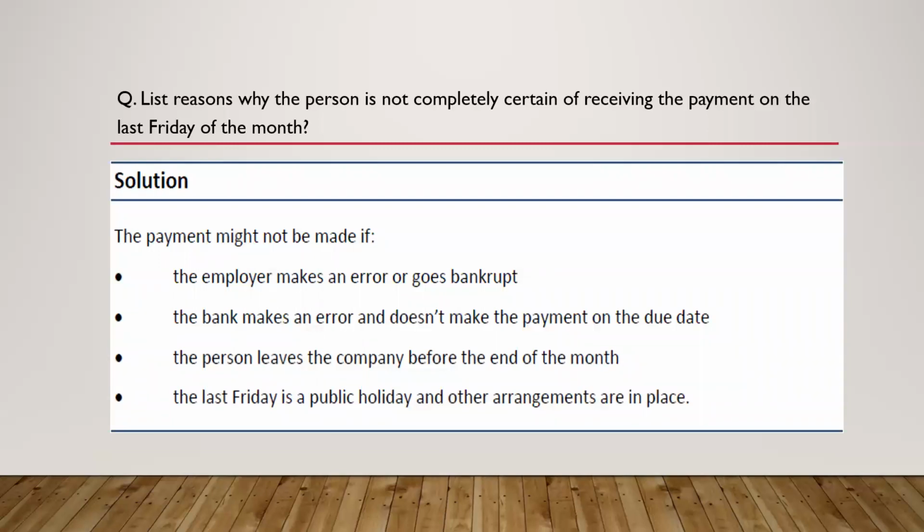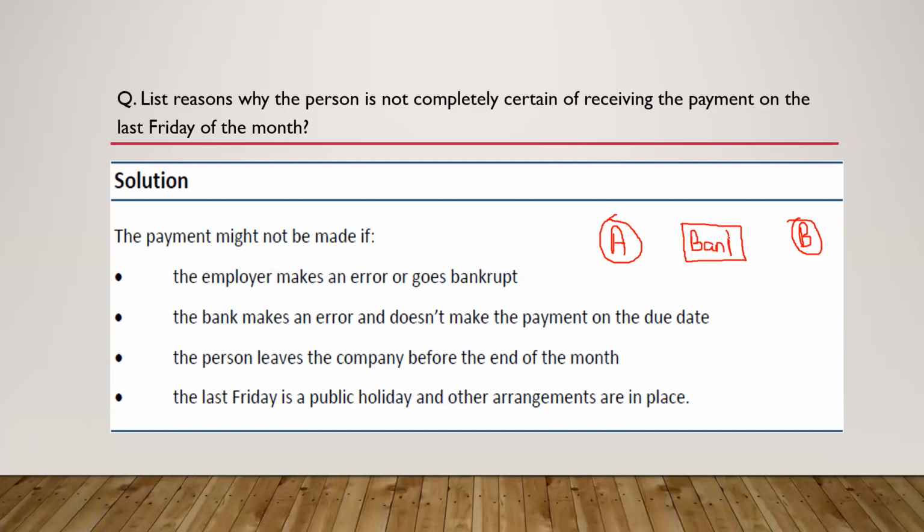So the payment might not be made if the employer makes an error or goes bankrupt, or the bank makes an error and doesn't make the payment on the due date. The person leaves the company before the end of the month. The last Friday is a public holiday and other arrangements take place. So for instance, say you are a person A who is going to receive the payment on behalf of B. So A means you are an employee and B is the employer. Okay. So the payment, if it is made, it has to be done through an intermediate person or any organization, say that is a bank.